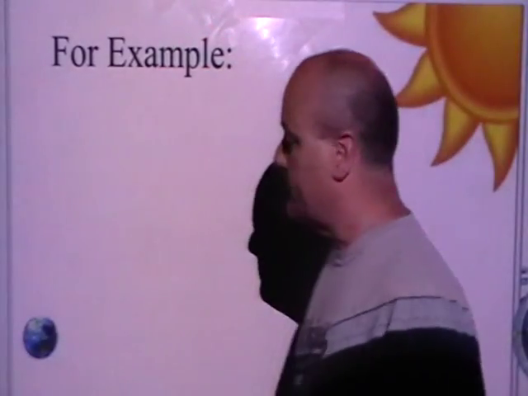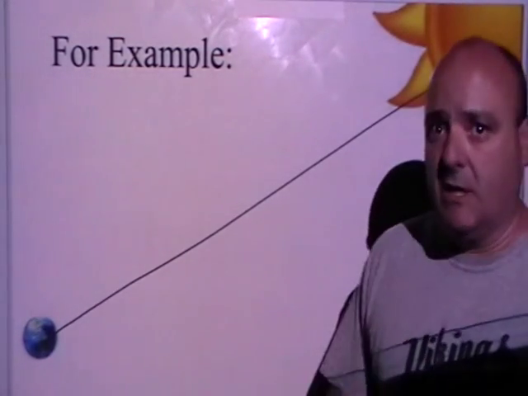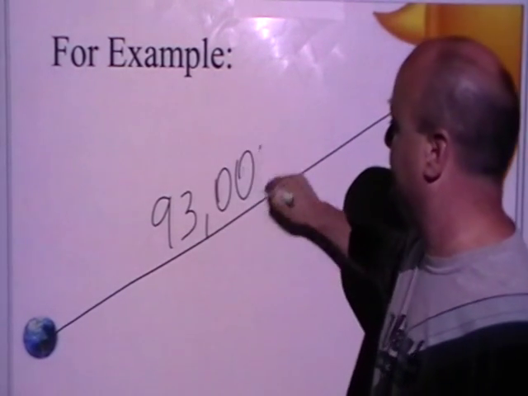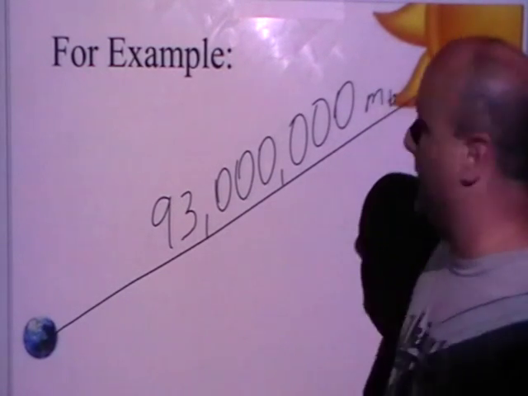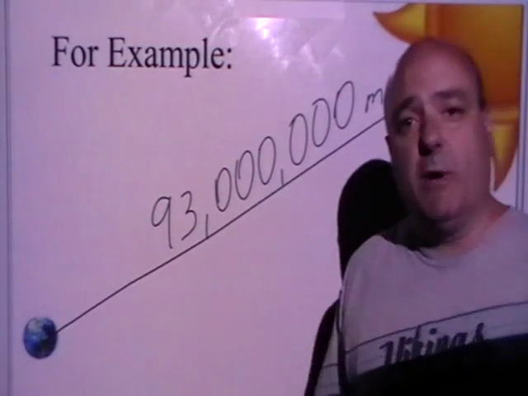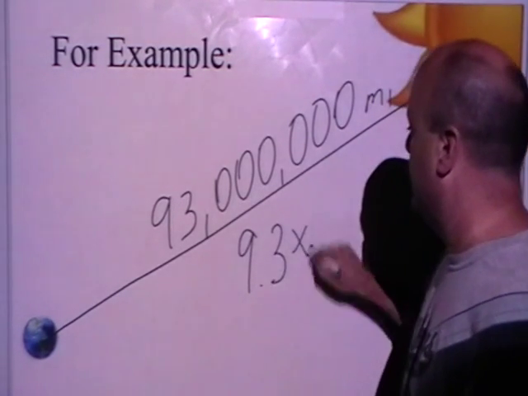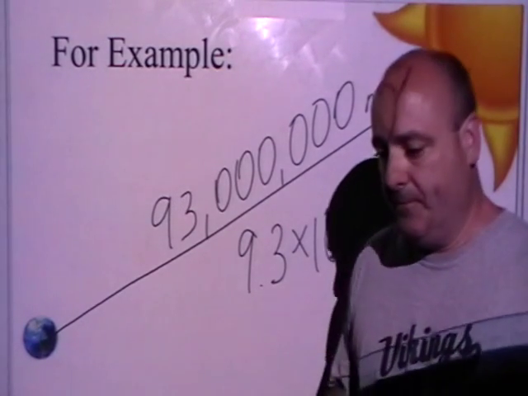For example, we know that the distance from the Earth to the Sun is approximately 93 million miles. It takes a long time just to write 93 million miles. Now, if I was going to write that in scientific notation, I would simply write it as 9.3 times 10 to the 7th power. Simple.